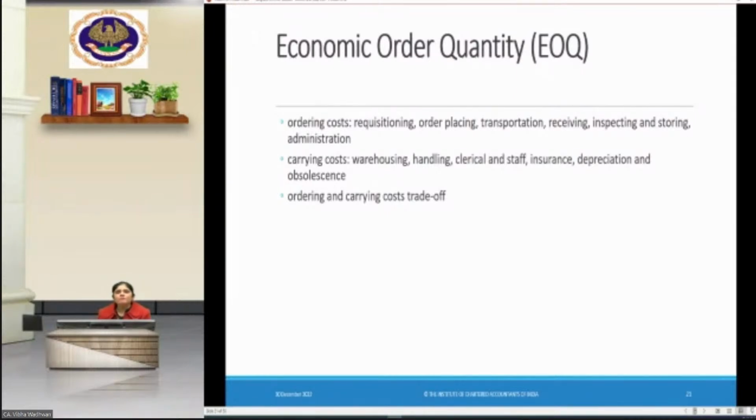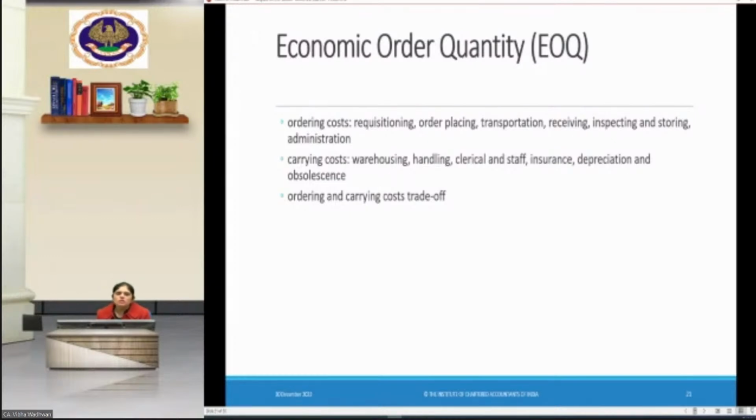So if I have to place a fresh order for purchase, I should know how much quantity I should purchase in that one order. Should I purchase 500? Should I purchase 1000? Again, because it should not be overstocking. So economic order quantity tells me how much to purchase in one purchase order.